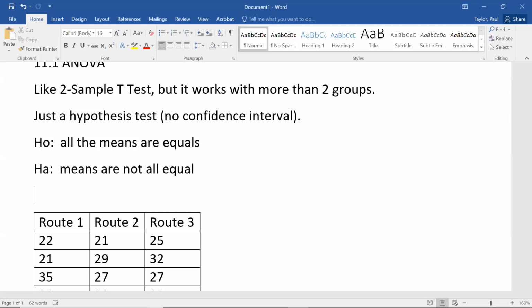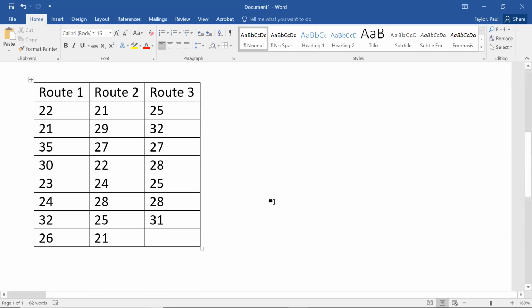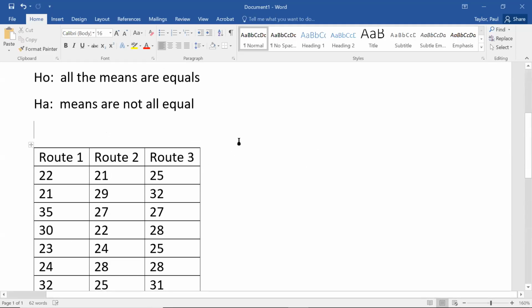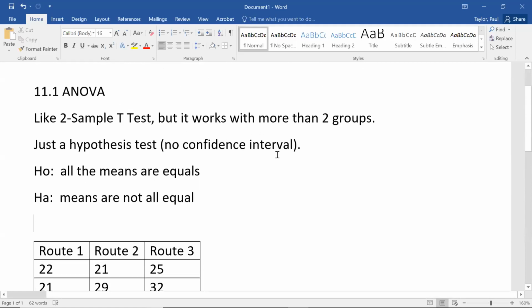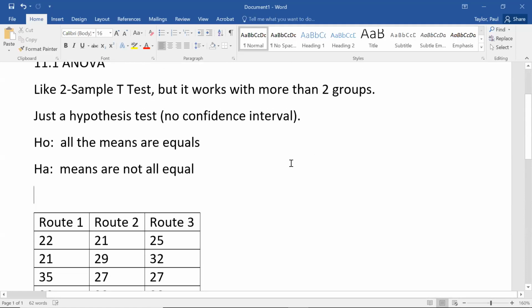So how does this test work? Well, so I have an example down here. I typed these numbers in, but I don't want to get to that example just yet. I just want to give you a bit of a philosophy for how the test works.